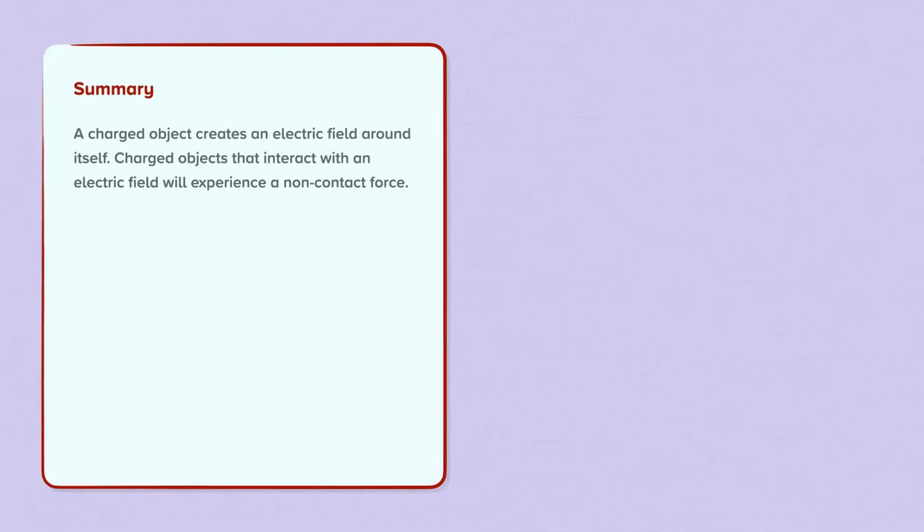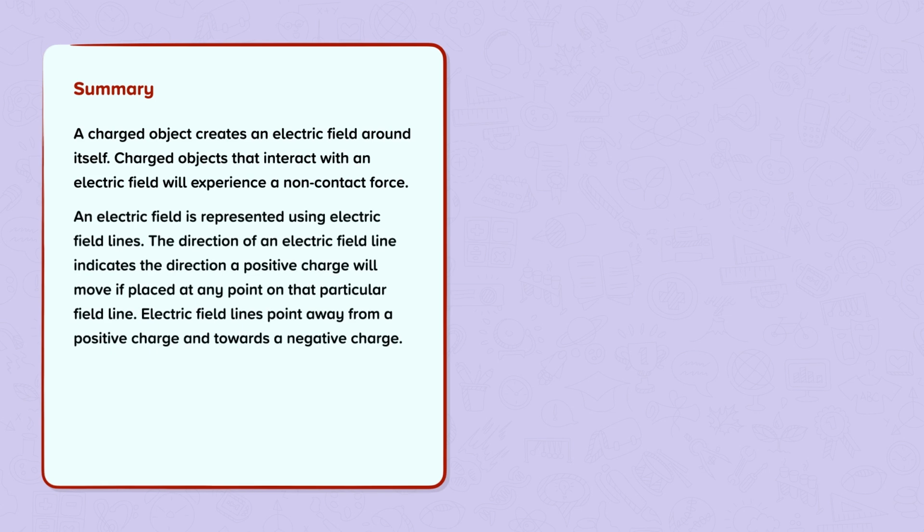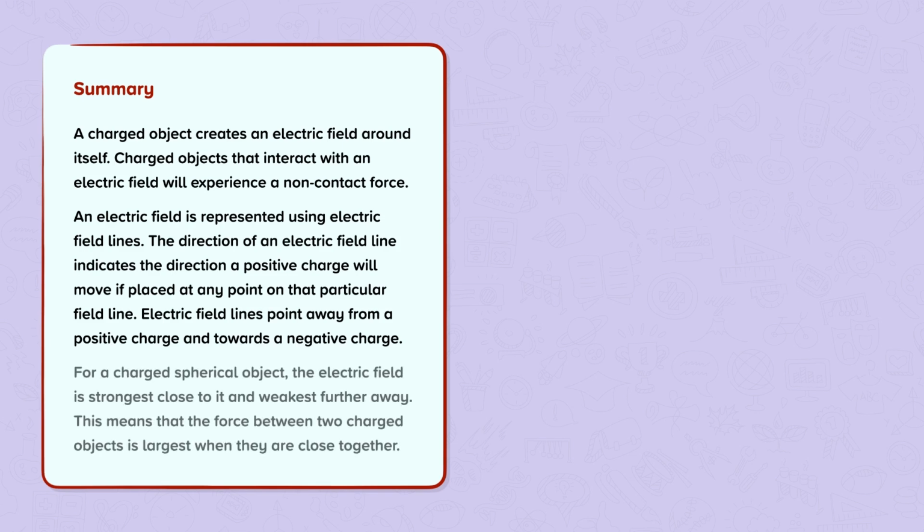Summary. A charged object creates an electric field around itself. Charged objects that interact with an electric field will experience a non-contact force. An electric field is represented using electric field lines. The direction of an electric field line indicates the direction a positive charge will move if placed at any point on that particular field line. Electric field lines point away from a positive charge and towards a negative charge. For a charged spherical object, the electric field is strongest closest to it and weakest further away. This means that the force between two charged objects is largest when they are close together.